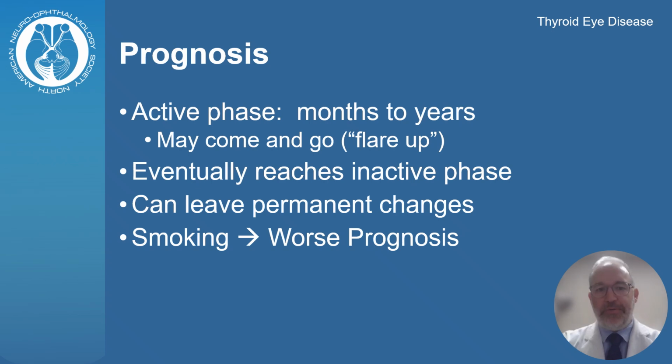Thyroid eye disease generally goes through an active phase, which can last for months to years before it finally becomes inactive. During this period of time, it can leave behind permanent changes to the eyes. As noted before, smoking is a risk factor for worse outcomes and worse treatment responses. And because of the potential for permanent changes, it is recommended that patients be evaluated promptly if there is a concern for thyroid eye disease.